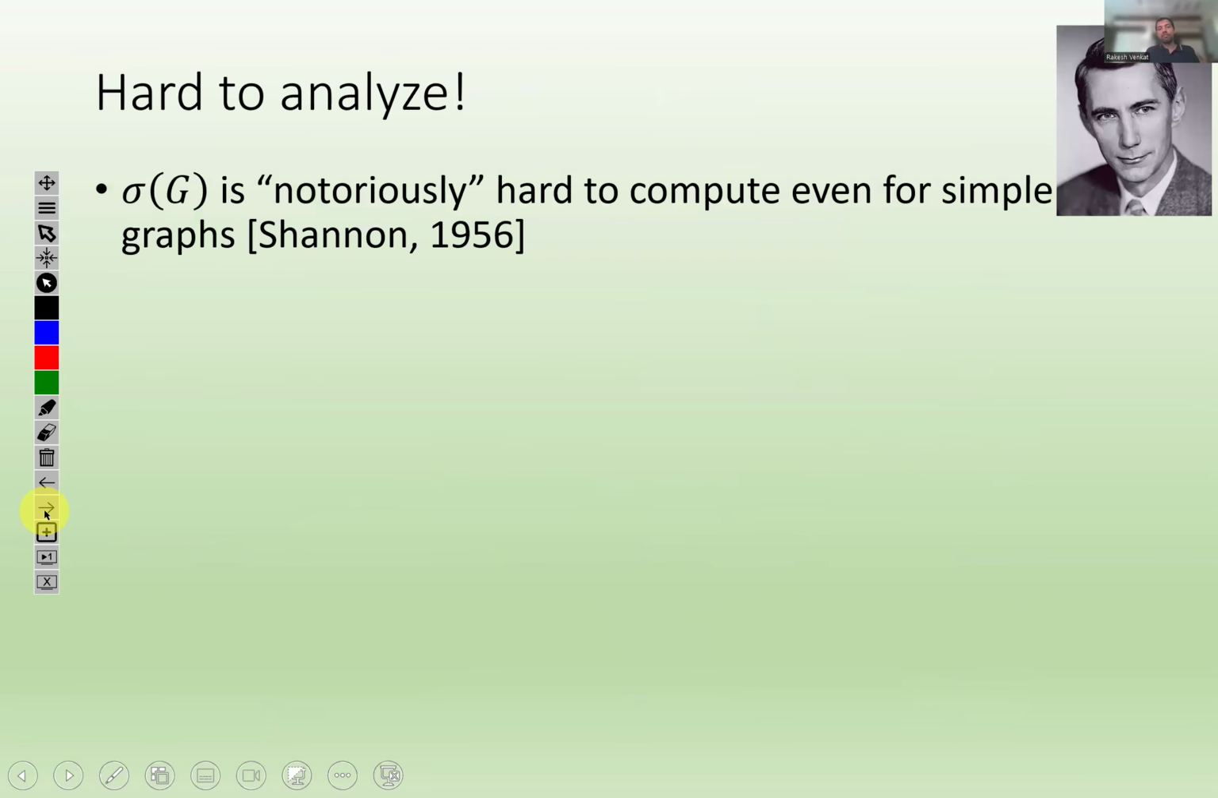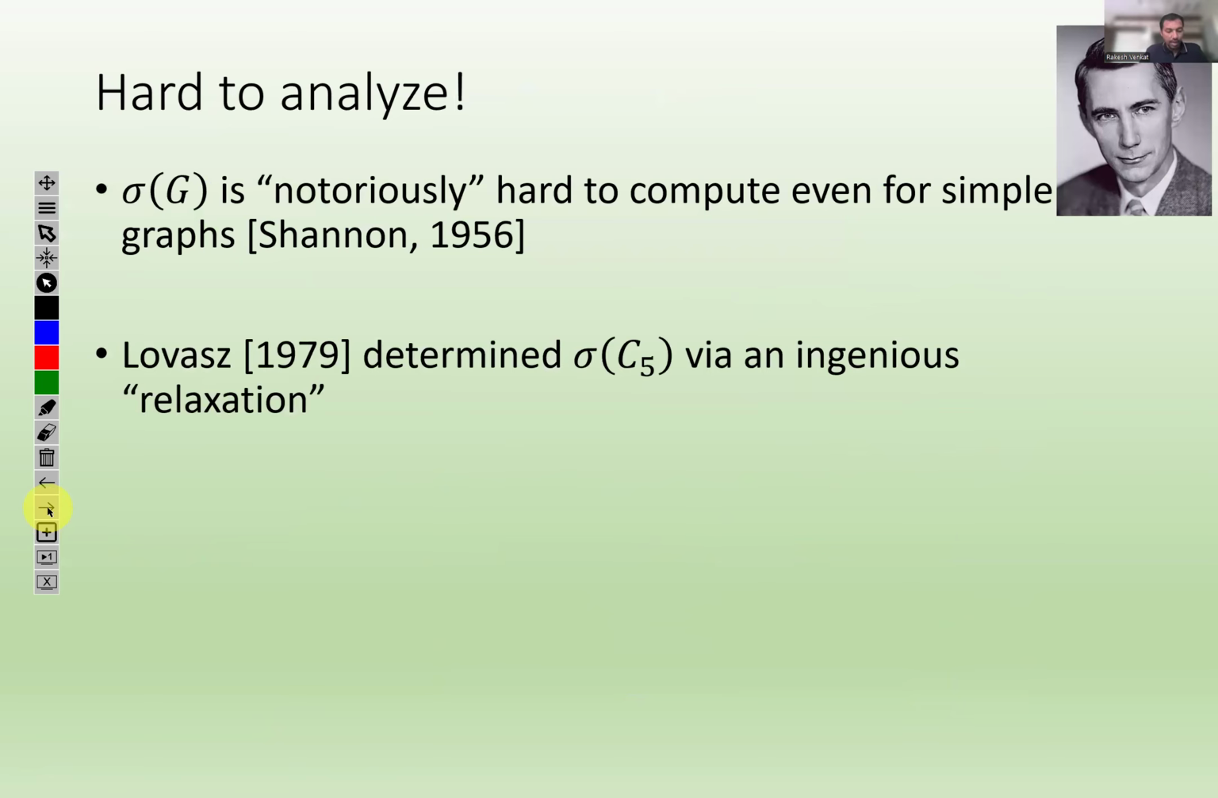Now let's pick up from where we ended, which is basically that sigma of G is quite hard to compute, even for simple graphs. And after 20 years, Lovasz managed to determine the Shannon capacity of the C5, the pentagon. He did this using what we'll call a relaxation, which we will see eventually in tomorrow's lecture.